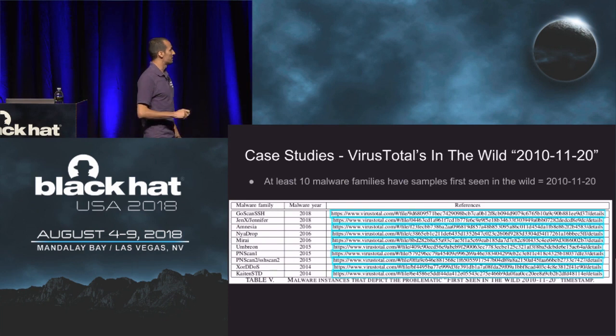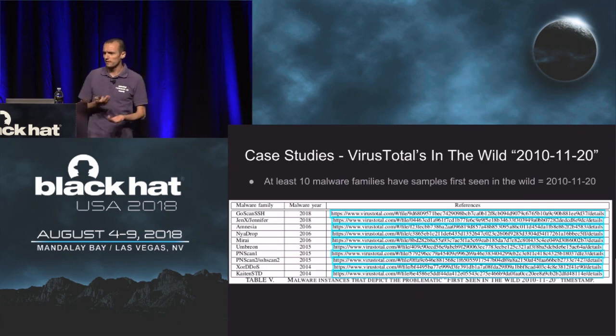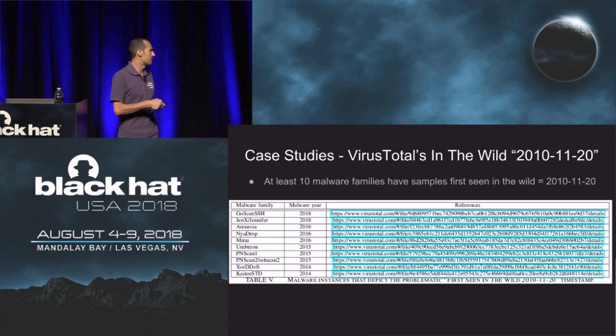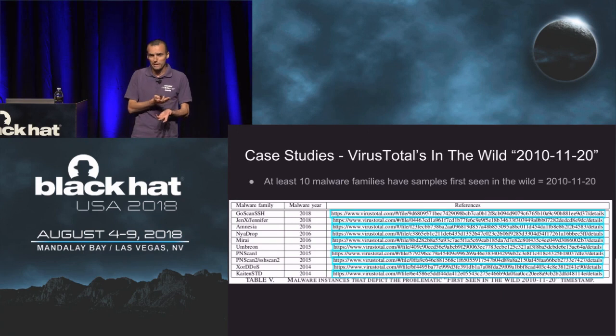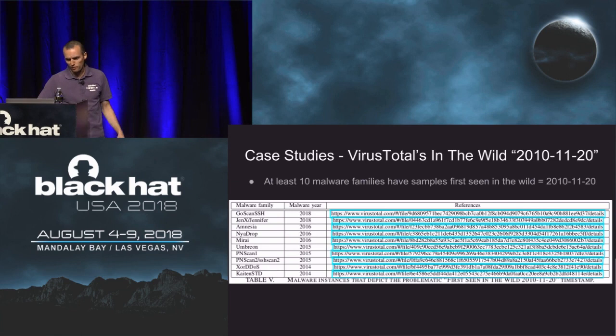However, reality is a bit different, and we found at least 10 different malware families that have first seen in the wild strangely set to the same date. So basically, it doesn't make any sense that unrelated IoT malware would have exactly the same first seen in the wild date. Moreover, some of these samples were discovered, analyzed or developed pretty recently, 2018, 2016, so it doesn't make sense. There's no time travel. It doesn't make sense that they would be in the wild in 2010, exactly on the same date.